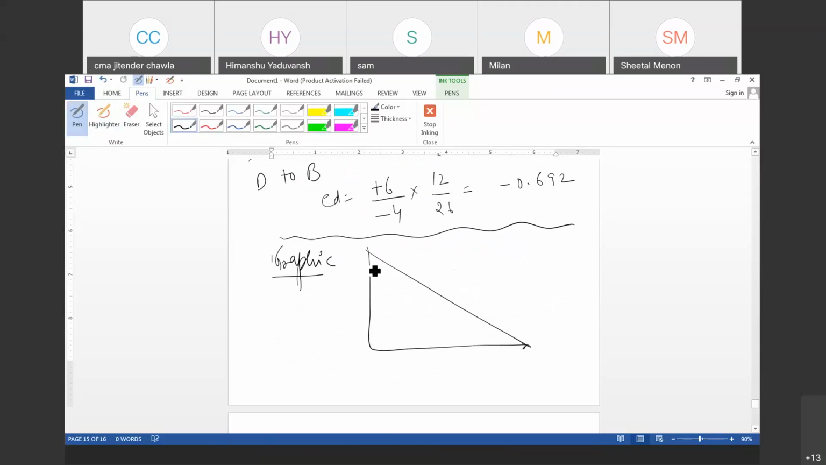Say this demand curve, I am taking four points A, B, C, D, E, and I am assuming that C is the midpoint, right? So ED is equal to the lower segment divided by the upper segment.